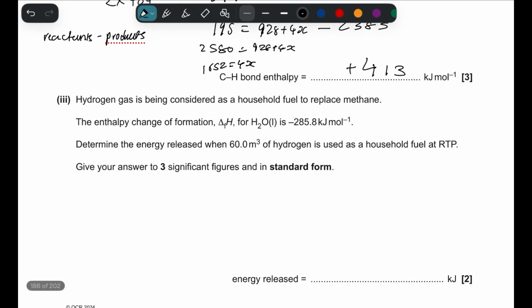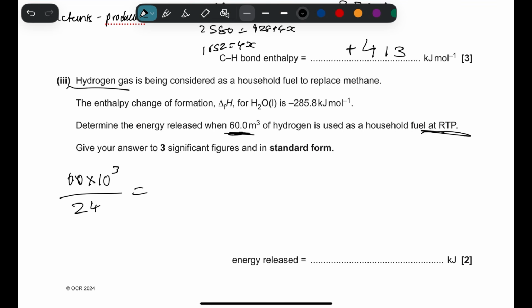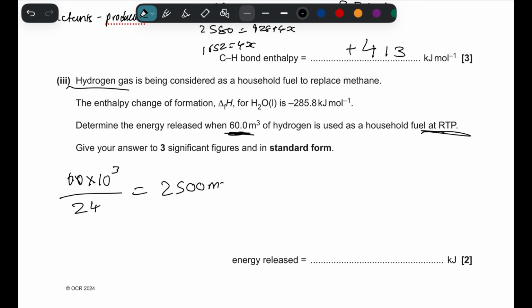Now, this one's a bit more difficult, but we're thinking, okay, it says room temperature and pressure, and we're dealing with a gas, hydrogen gas. So that's a hint that we're going to have to use our ideal gas equation. Cool. So knowing that, we have our volume, but it's in meters cubed, which is important. Look for your units. So we need to do 60 multiplied by 10 to the 3, divided by 24, and that will give us a number of moles. So when we do that, we're going to get 2,500 moles of hydrogen gas.